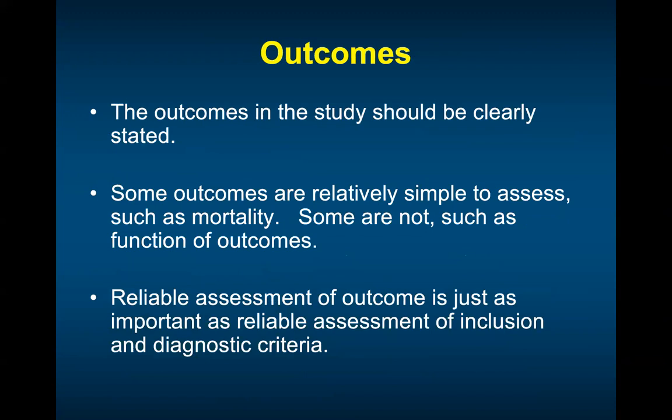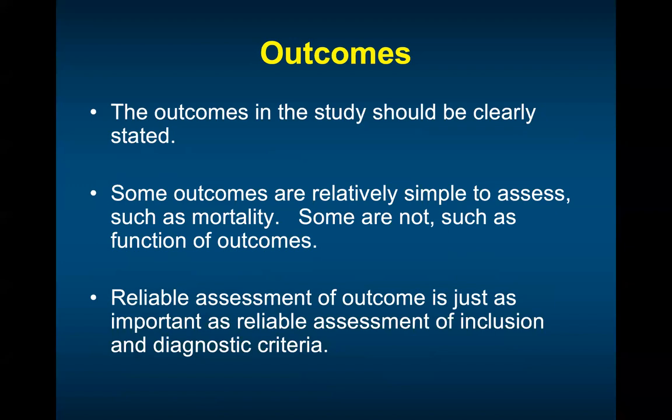Okay. Outcomes should be clearly stated. You should state what's your primary outcome. People sometimes give a list of outcomes, but don't define which one is the primary. We should define what's your primary outcome. You focus on your primary outcome. The rest are secondary outcomes.